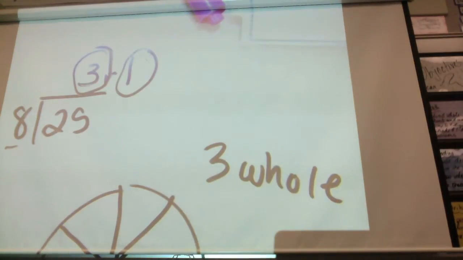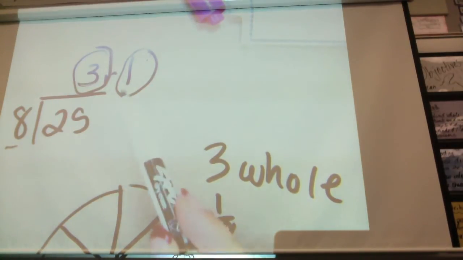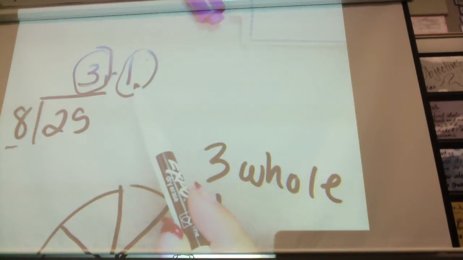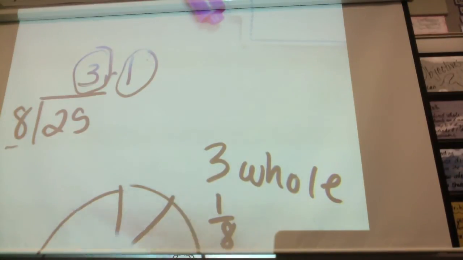Right? 3 whole pizzas. And how much more? 1/8. Okay? So now all of a sudden, even though we had a remainder pizza, we don't need to throw that pizza away. We can split it into 8s, and everybody gets 3 whole ones and 1/8 of another piece of pizza.